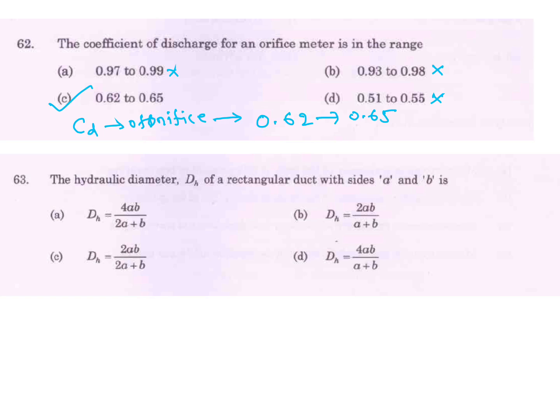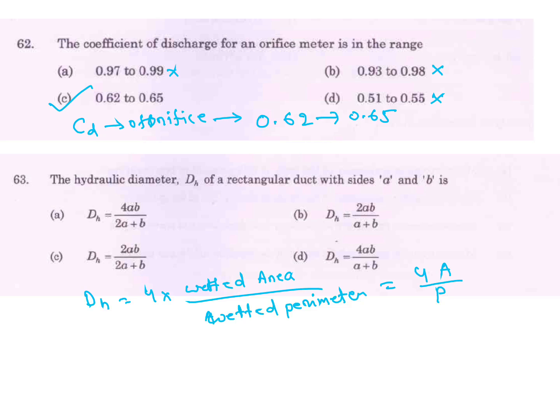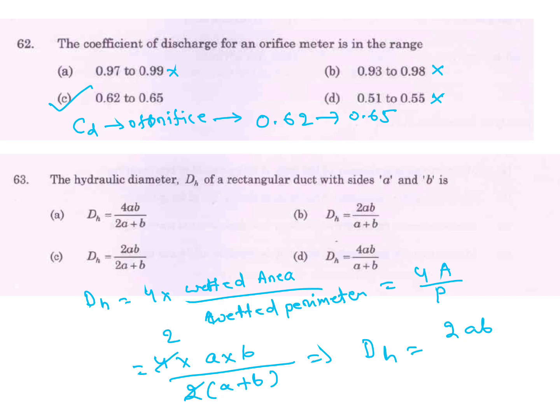The hydraulic diameter DH of a rectangular duct with sides A and B is how much? Hydraulic diameter DH equal to 4 into wetted area divided by wetted perimeter. So 4 into A by P. Area of the rectangular duct is A into B, divided by perimeter, which is 2 into A plus B. Cancel. So hydraulic diameter DH is 2AB by A plus B. So option B is our answer.